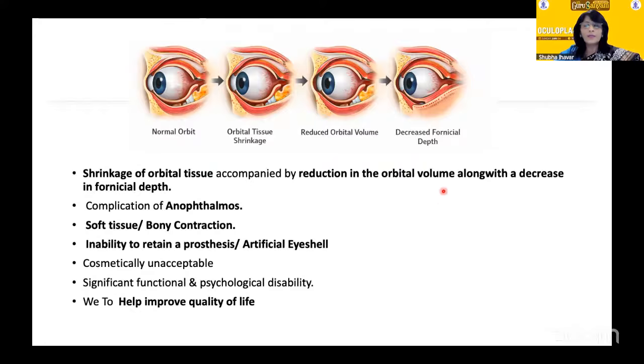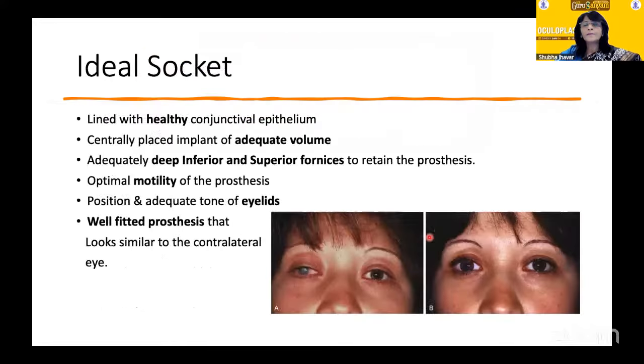Now, this might be a soft tissue or a bony contraction, and this will, of course, result in inability to retain a prosthesis or an artificial eye shell, which is very cosmetically unacceptable, and the patient has a significant functional and psychological disability, and we are here to help him improve the quality of life, and that's why we need to study this. So what could be an ideal socket?